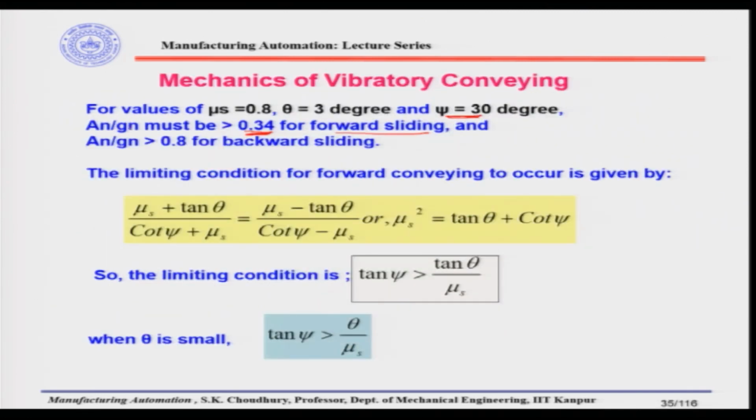You will get An by Gn, which should be more than 0.34 for the forward sliding, and An by Gn more than 0.8 according to that equation for the backward sliding. This is just an example: if the static coefficient of friction is 0.8 and the inclination is 3 degree, then it has to be more than 0.34. I am mentioning this because while designing the vibratory bowl feeder, you have to take these factors into consideration.